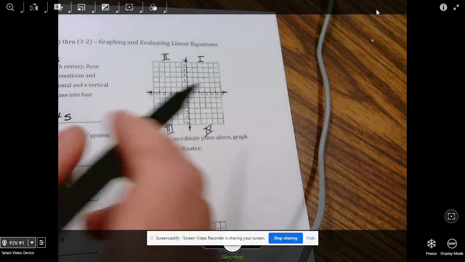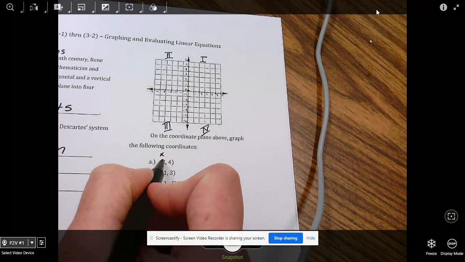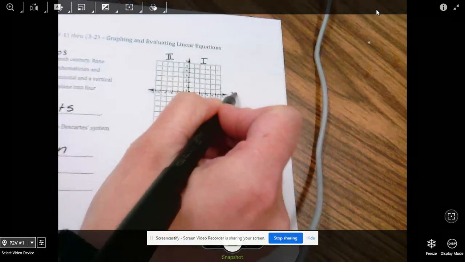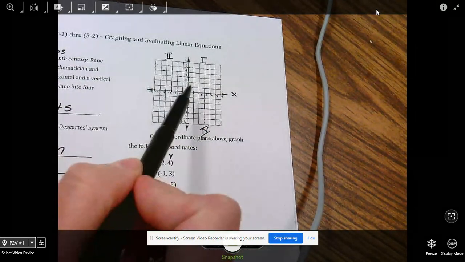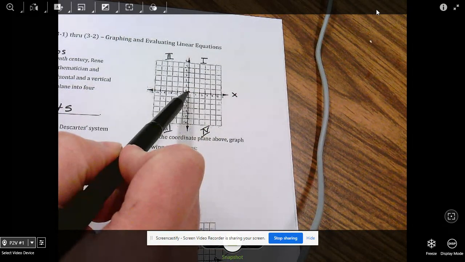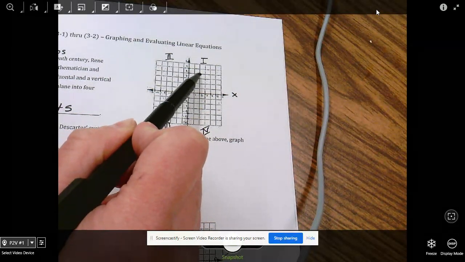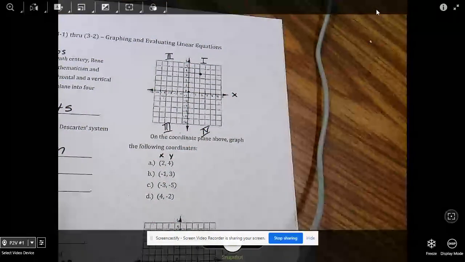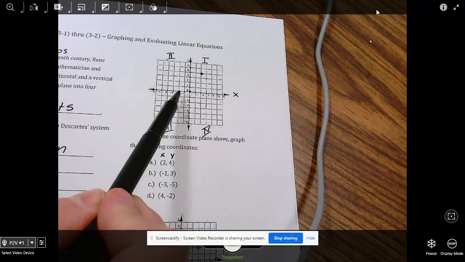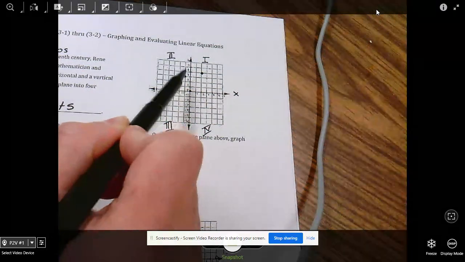So if you were to graph the coordinate 2, 4, we know that this is x and that this is y. So we have to go to the x-axis at 2, and then the y-axis is at 4. So you go over to 2 and then up to 4 and you make a dot. Then they want -1, 3. So you go over to -1 on the x-axis and 3 on the y and place your next coordinate.